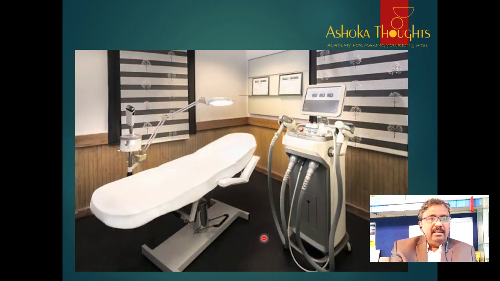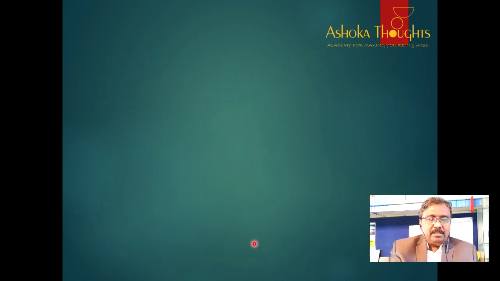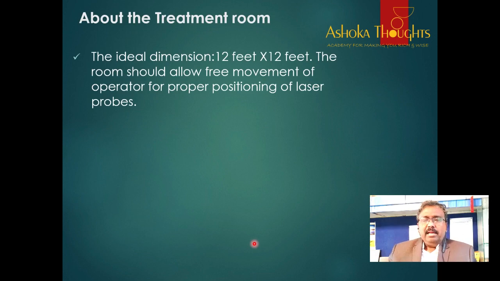This is one ideal laser treatment room. I will not say it's an ideal room because there are some reflecting surfaces here. In the laser treatment room, there should not be any reflecting surfaces. About the treatment room, the ideal dimensions are 12 feet by 12 feet. The room should allow free movement of the operator for proper positioning of laser probes.